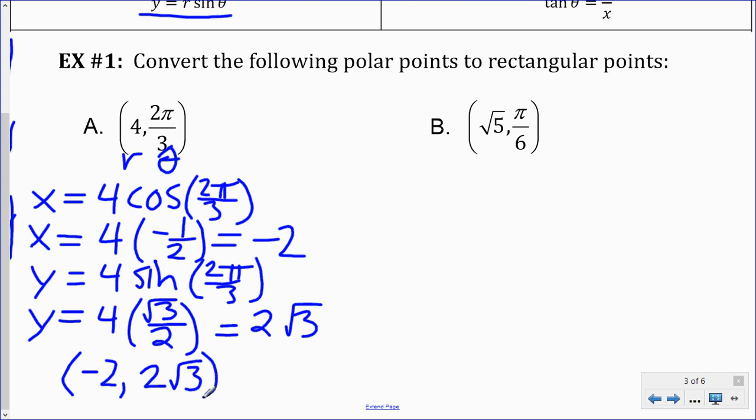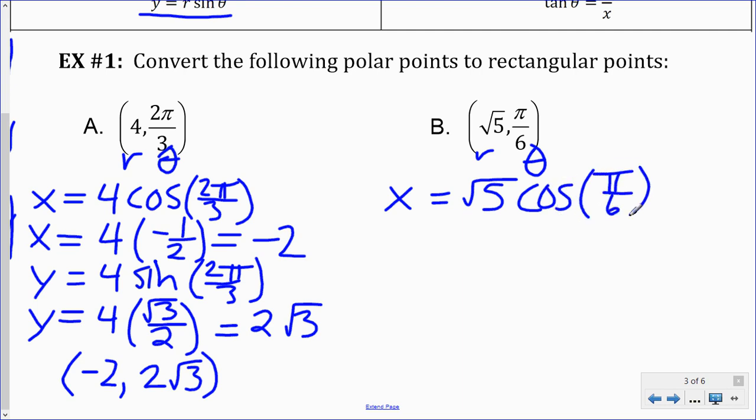Okay, let's look at one more example. So in example B, r is square root of 5 and theta is pi over 6. So again, we know the x coordinate is going to equal square root of 5 times cosine of pi over 6. Okay, cosine of pi over 6 is square root of 3 over 2.